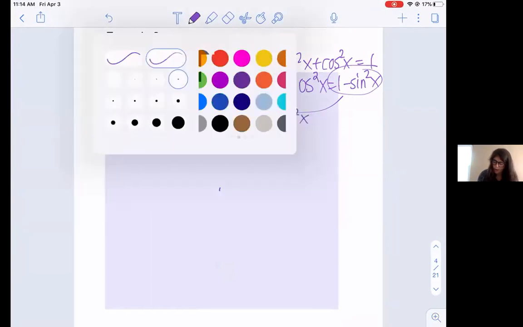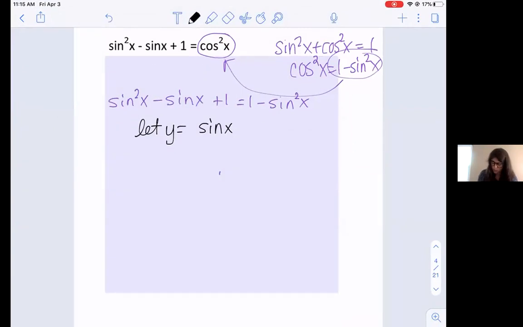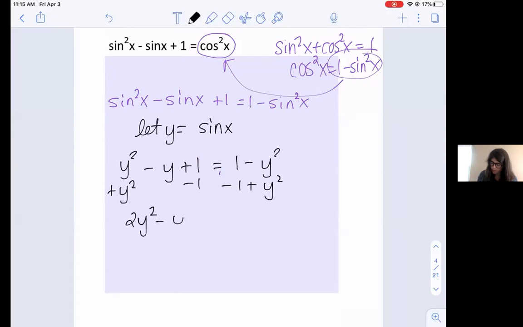Okay, so now I can go forward with my first step. So let y equal sine of x. So this is y squared minus y plus 1 equals 1 minus y squared. Okay, it's a quadratic, so I need to get everything on the one side. So I'm going to add y squared and subtract 1. This is 2y squared minus y equals 0.